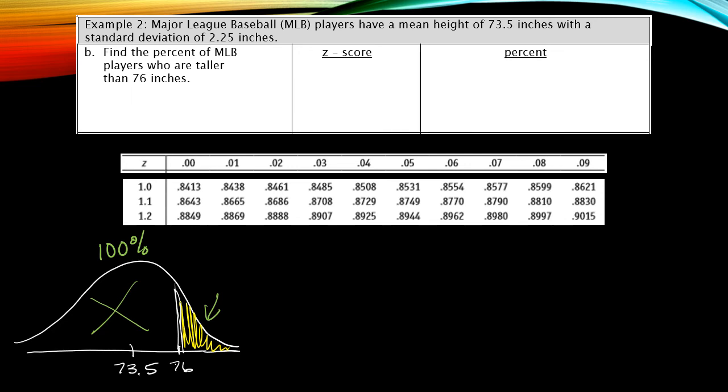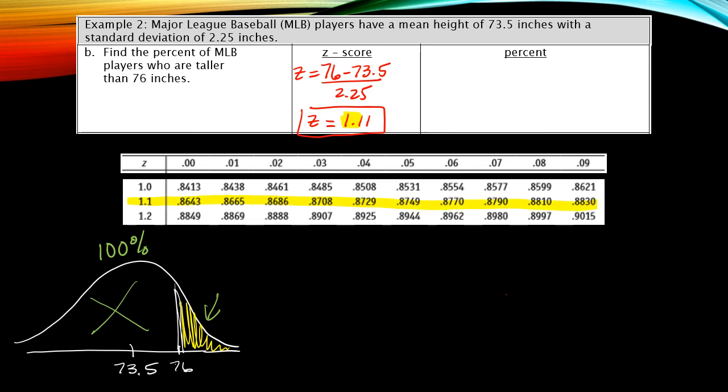So let's start by finding our z-score. So our z-score would be our value, which is 76, minus the mean, divided by the standard deviation. When you enter this into your calculator, you're going to get 1.1 repeating, but remember that we want 2 decimal places, so I'm going to do 1.11. Now I go to my z-score table. So the first thing I'm going to do is look for my first decimal. So I want 1.1, so I'm going to highlight this whole row.